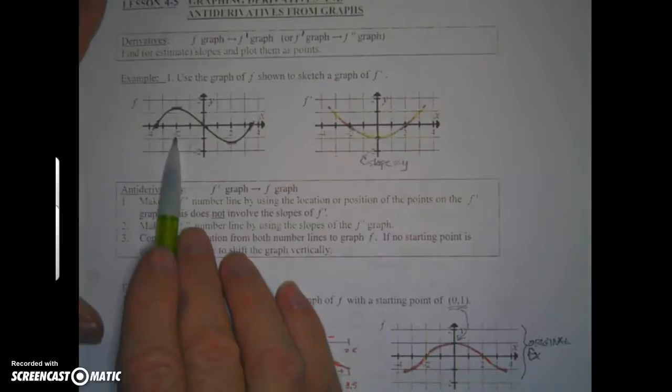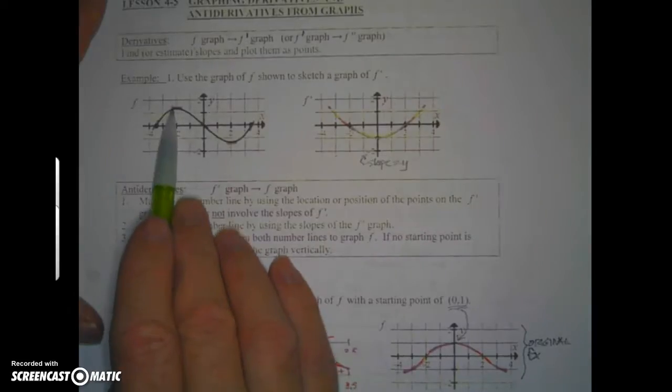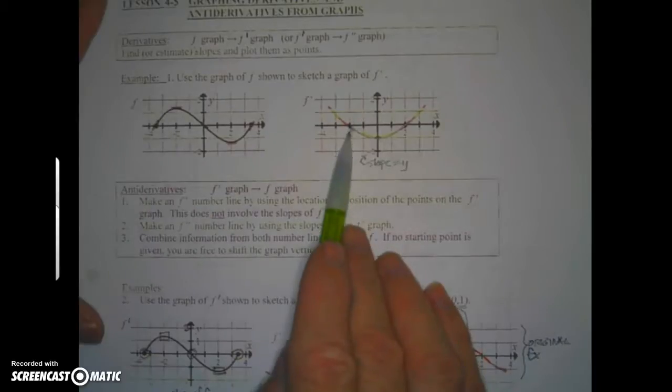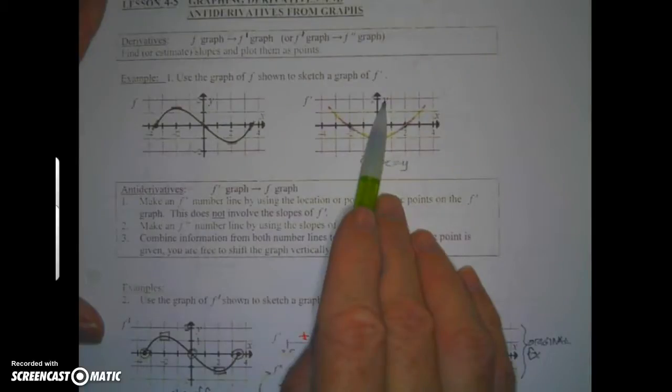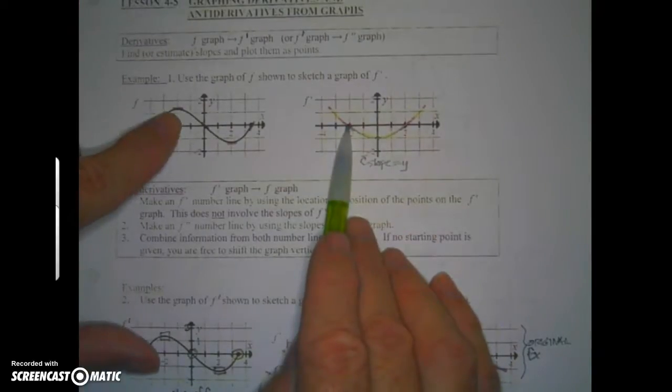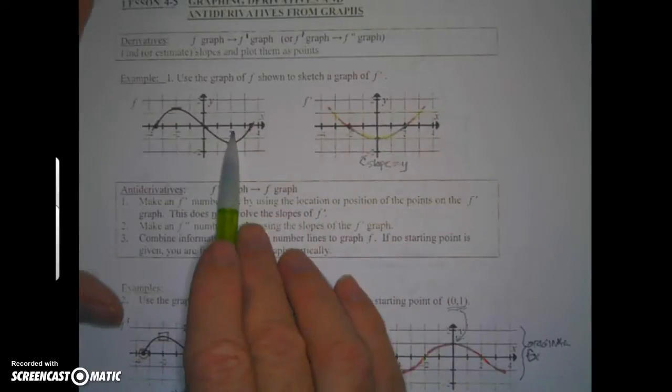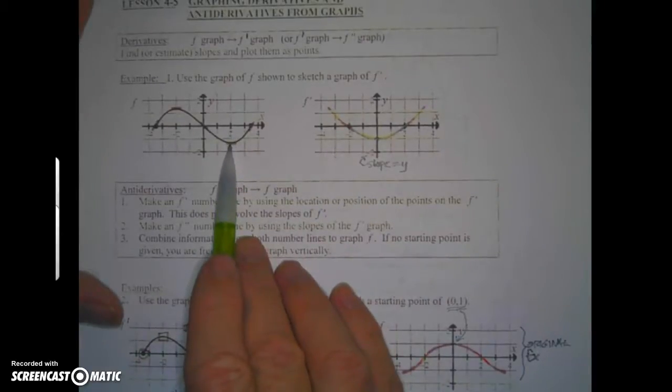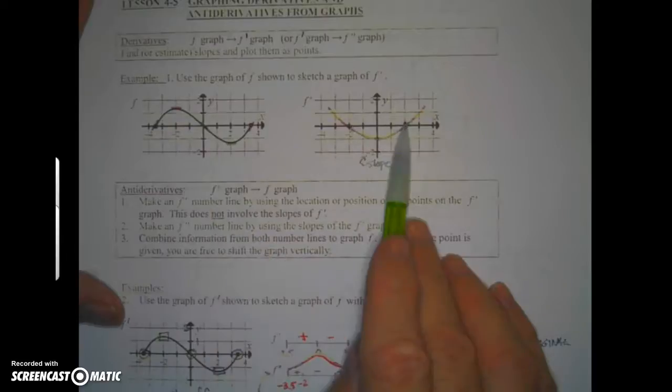I know that at -2 I've got a max. The slope of that max point is 0. So if I go to -2 right here, I'll show a value of 0. Remember, the y value in this graph is matching the slope value of the original graph. I do the same thing for +2. Look at what that particular slope is. It's 0. So at +2 on the f prime graph, I'm going to have a y value of 0.